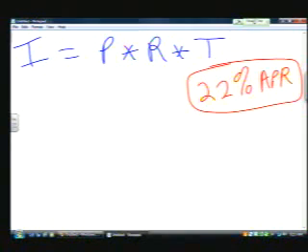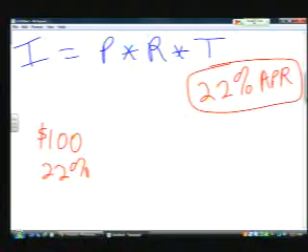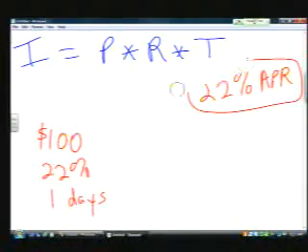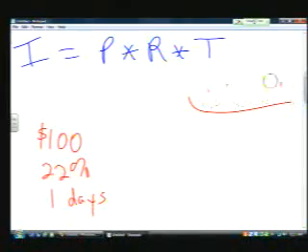Well, anyway, let's see if we can plug the numbers into this formula. And we're going to start with, here's the data that we're going to use. What we're going to do is we're going to borrow $100. The APR is going to be 22%. And we're going to want to figure out one day's interest. So this is hopefully a review. Now we're going to plug all these numbers into the formula up in here to figure out the interest for one day.